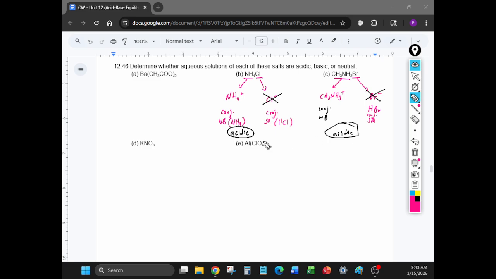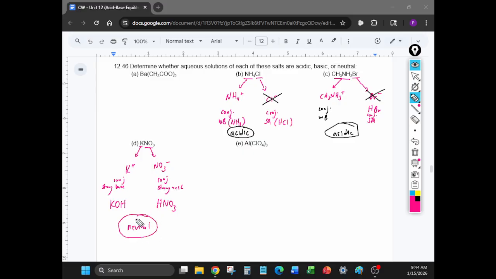All right, next one right here, KNO3. It's going to ionize into K plus and NO3 minus. K plus is going to be the conjugate of the strong base KOH. So this is the conjugate of a strong base. And for NO3 minus, the conjugate acid is HNO3, which we memorized is a strong acid. So this is the conjugate of a strong acid. Both of these are conjugates of strong acids and bases, and so this is actually going to have no effect on the solution.